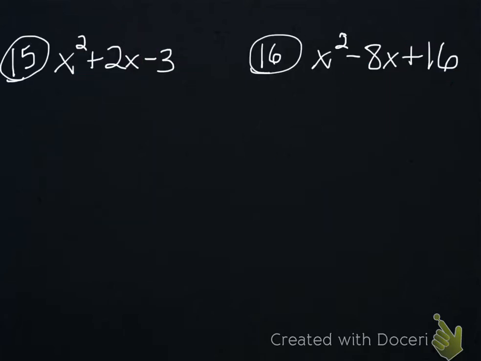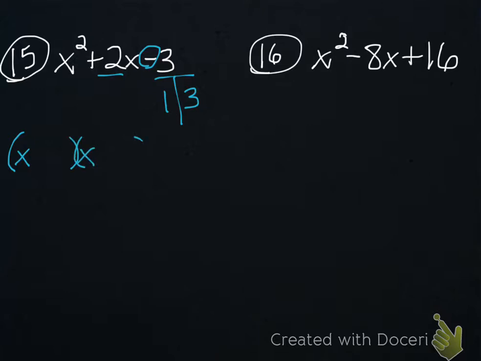Number 15. What is the constant? The constant is 3. Well, there's only one pair that multiplies to give me 3, and that's 1 and 3. So my 3 is negative. Does 3 minus 1 give me my middle term? 2. Good. So now we can write our binomials.